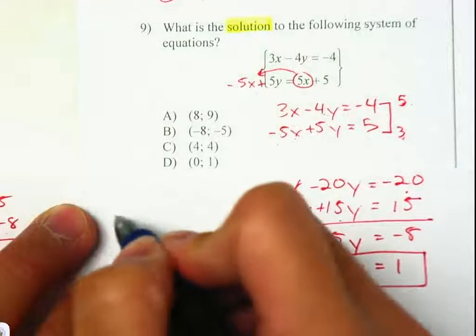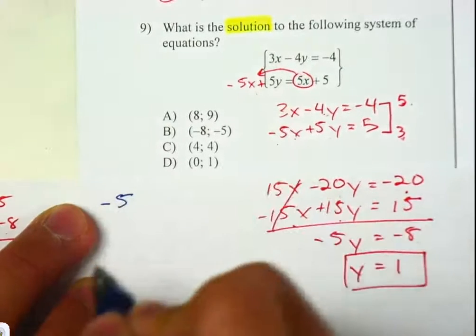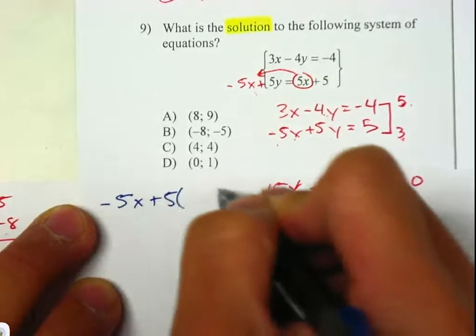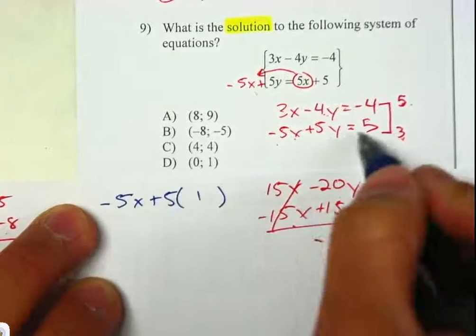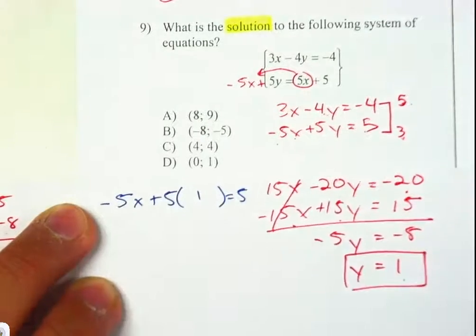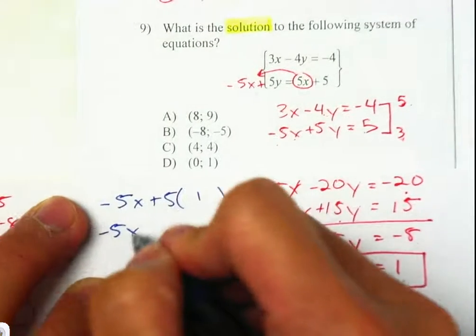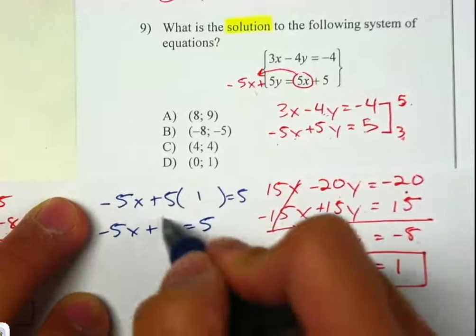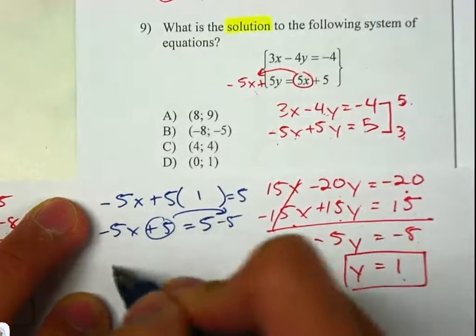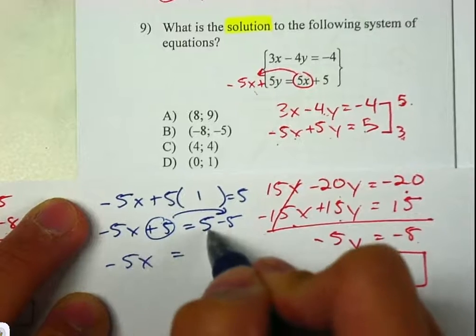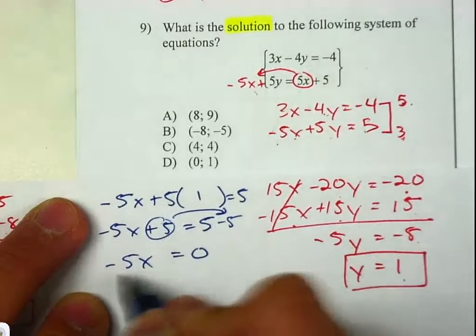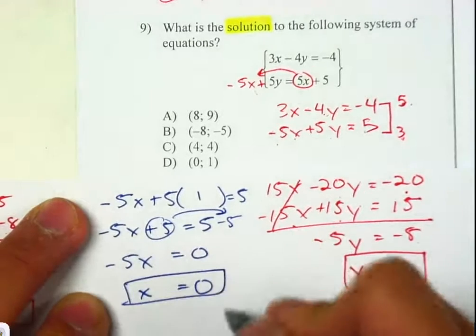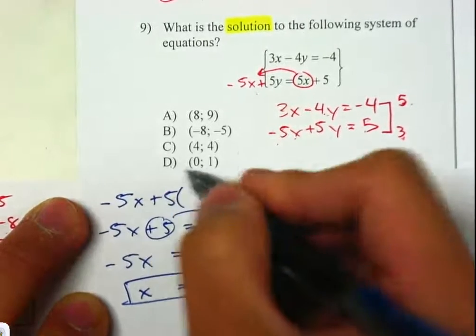So I have negative 5x plus 5 times y, which we know is 1 now, is equal to 5. And I get negative 5x plus 5 equals 5. Moving this 5 over, we have minus 5x is equal to 5 minus 5, which is 0. So dividing by negative 5, x is still 0. So now we see we have x is 0, y is 1, which matches up with D.